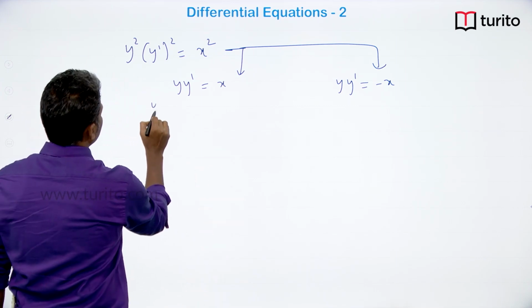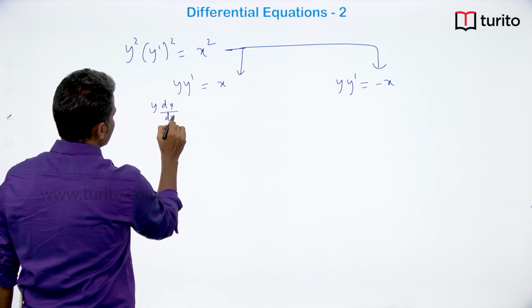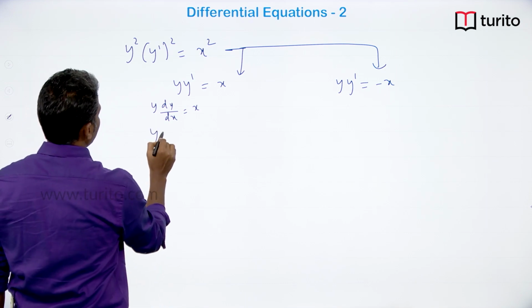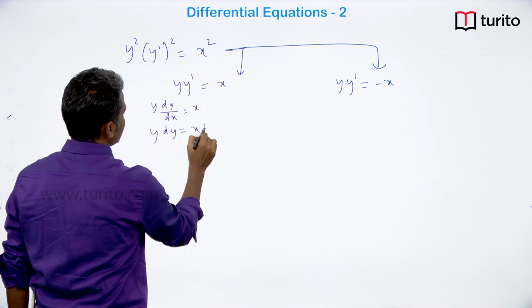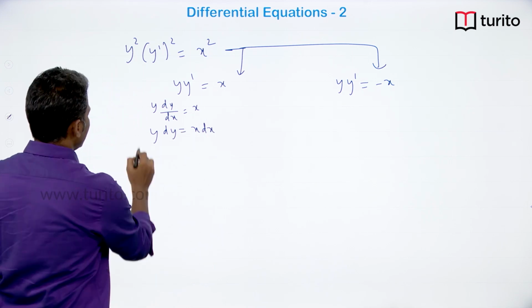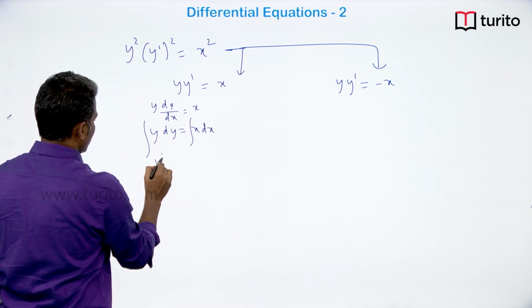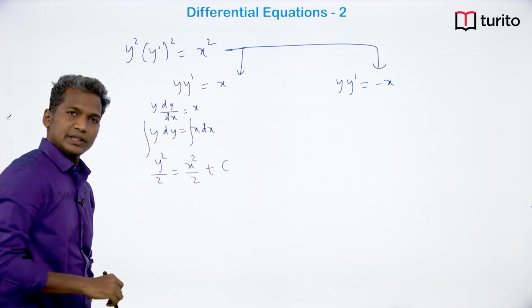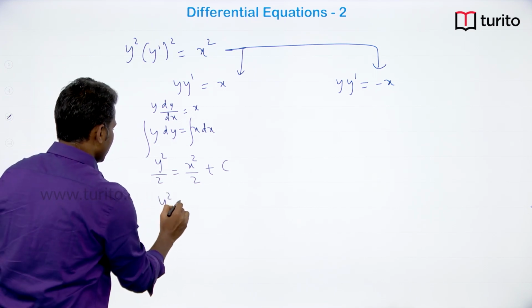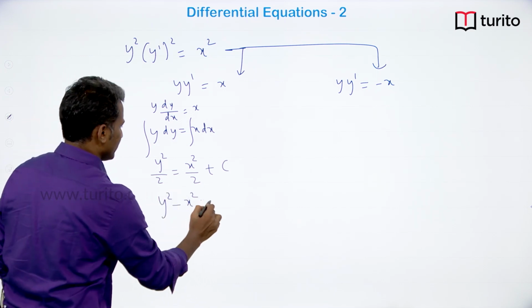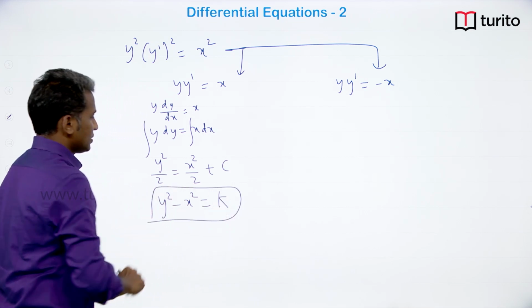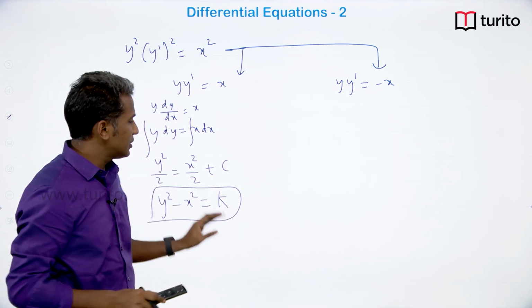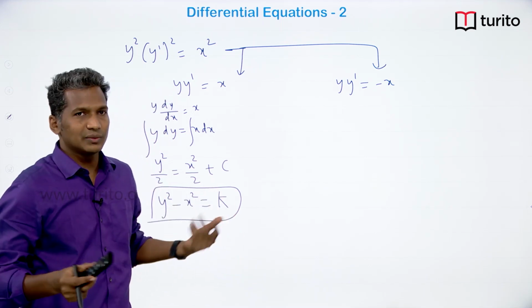So here we can write this as y into dy by dx equal to x. Can we separate the variables? Of course we can. So we are getting y dy equal to x dx. Now when we integrate both sides, we are going to get y square by 2 equal to x square by 2 plus some constant. So this means we are basically getting a curve like this, y square minus x square equal to some constant k. So here k will come out to be 2c, but k is an arbitrary constant, so it does not matter whether you write 2c or k.